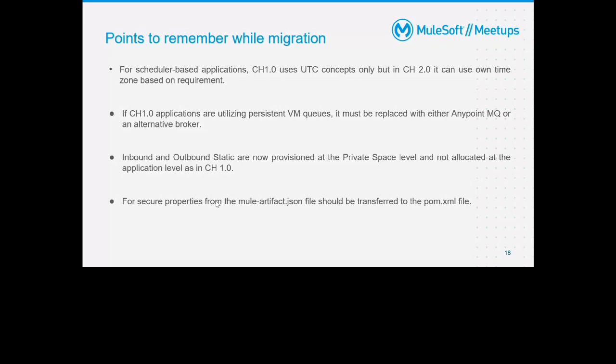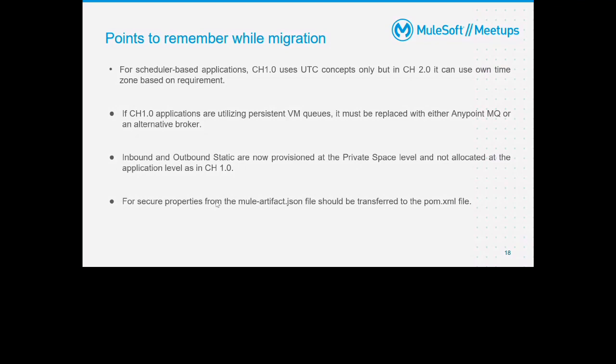If you are using DataGraph or Flex Gateway also, then you need to think about whether we'll go for CH2.0 or not. Then, inbound and outbound static IPs. If your API is using static IPs, why are we using static IPs? Let's discuss that too. Assume any target system wants your particular IP; they don't want a new IP every time. They just want your IP to be whitelisted. So you need to give one IP.